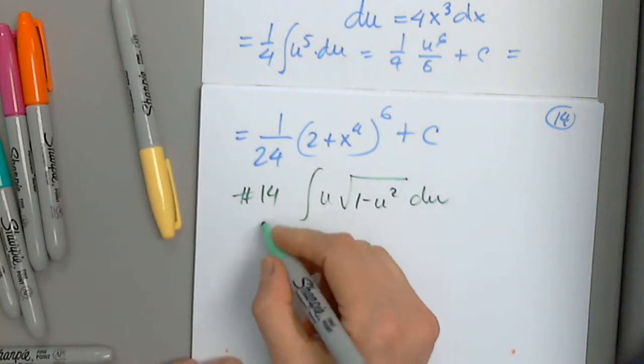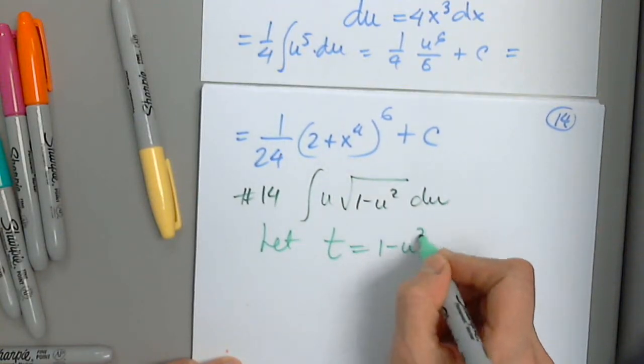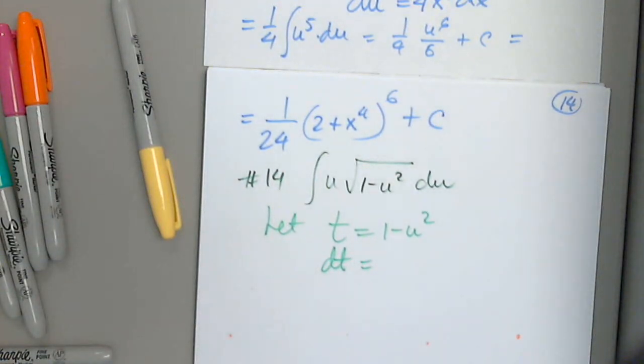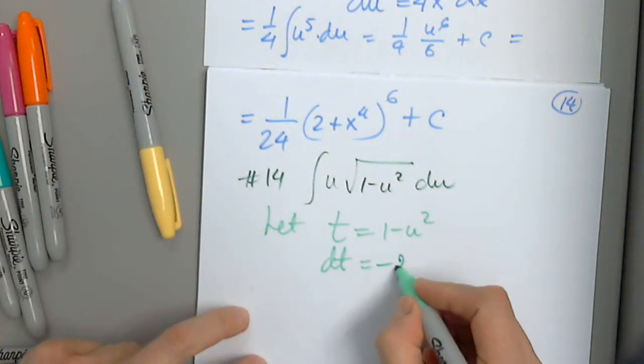Absolutely. So I'm going to say let t be 1 minus u squared. Only if dt is in the problem. If dt is difficult to create, either plus or minus some number, some factor, then this is not the right substitution. So what is dt? Negative 2u. Excellent. Great job. Indeed. So it is negative 2u du.